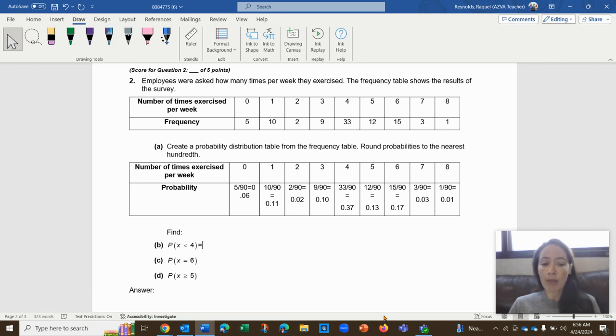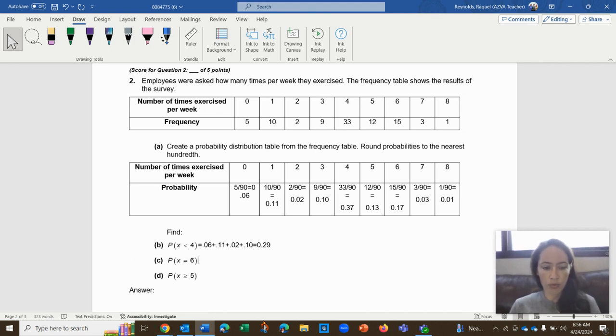So let's find out. The probability that an employee will work out less than 4 times a week, that's strictly less than 4 times a week, 3, 2, 1, and 0. So we add up all of those probabilities, and it looks like we get, here, 0.06 plus 0.11 plus 0.02 plus 0.12. That's going to equal 0.29. You can check it, right? 17, 19, yeah, cool.